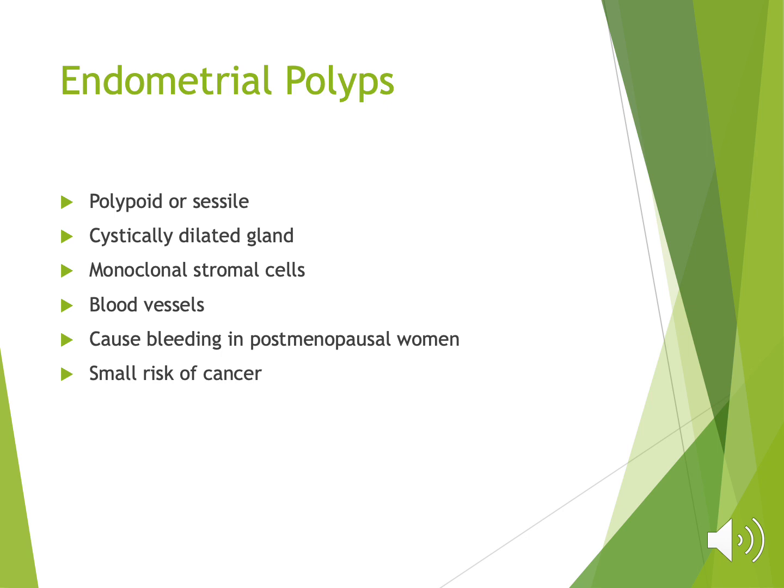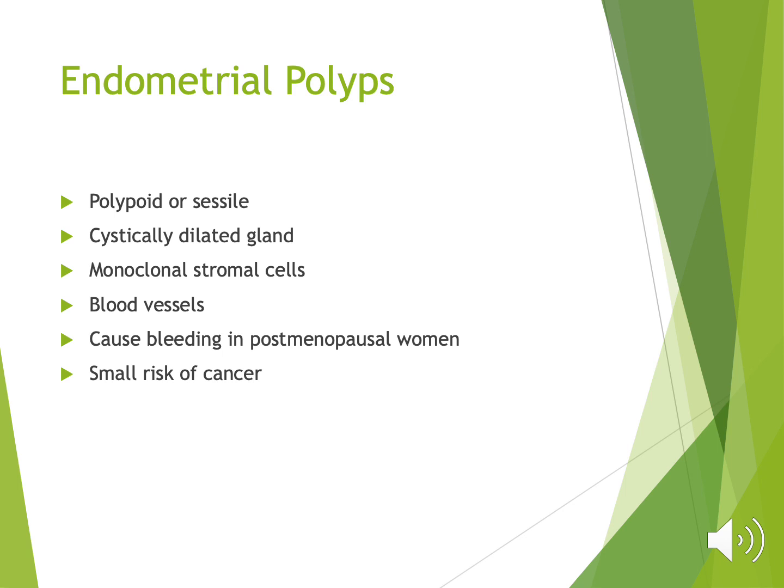Endometrial polyps are benign, polypoid, or sessile growths composed of dilated glands and monoclonal stromal cells. The polyps invariably contain thick-walled blood vessels. They can cause bleeding in postmenopausal women. They carry a very small risk of cancer.